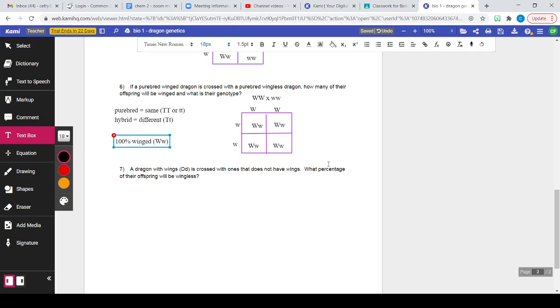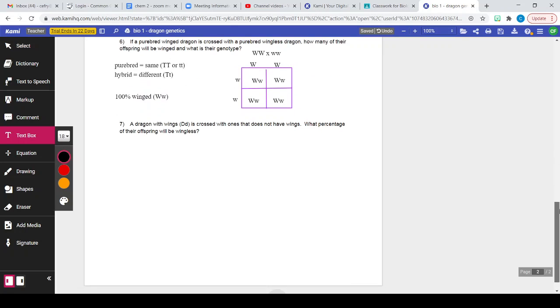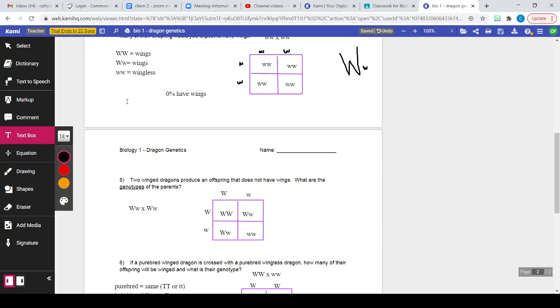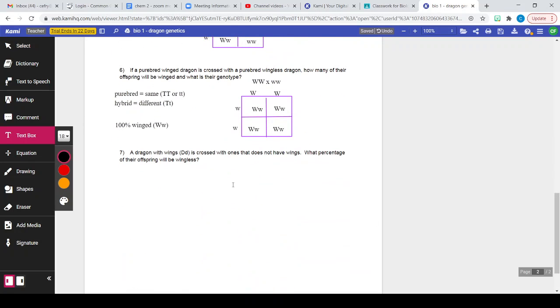Last one. Number 7. A dragon with wings. Now they use D's instead of W's, which is fine. Is crossed with one that does not have wings. So here's the thing. If you do not have wings, it doesn't matter what letter you use. If you are wingless, you have two lowercase. So we're going to go ahead and stick with D. So does not have wings. So this is going to be lowercase, lowercase. What percentage of their offspring will be wingless?